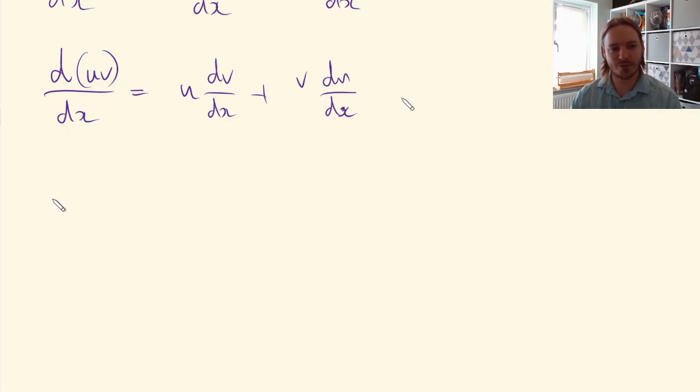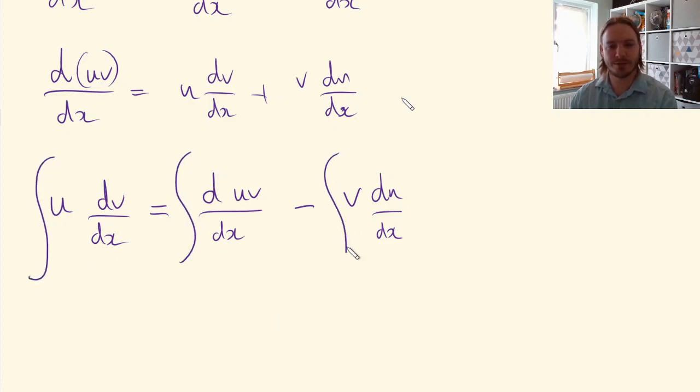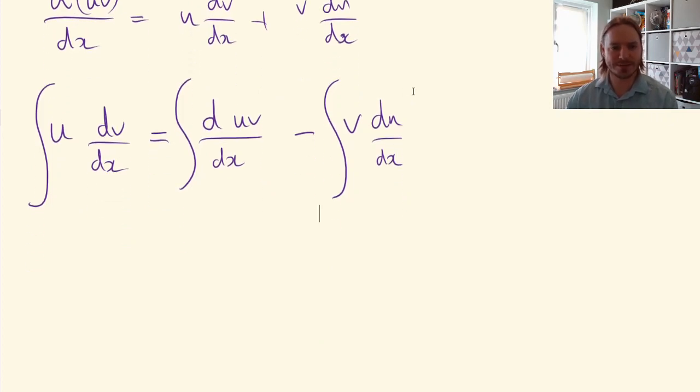So I actually want this in terms of u dv by dx as the subject of this, and therefore this equals the derivative of uv by dx minus v times du by dx. And at this point, I can just integrate all three terms. Right, we can integrate the three separate terms and it will stay equal. There's no issue with doing that.